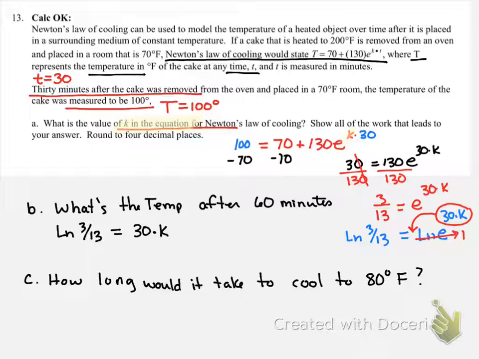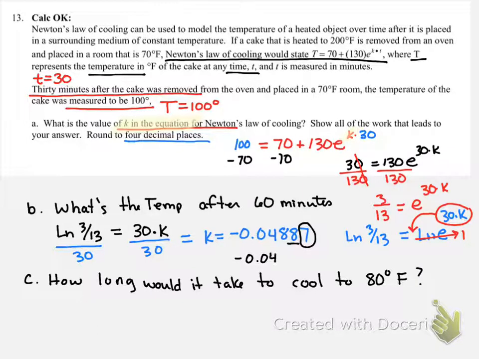I could turn this into a decimal if I wanted, but I'm just going to leave it because I know that I'm going to divide by 30. And now I'll find this value of k to several decimal places. So I wrote 5 decimal places down because they asked me to round to 4. So 1, 2, 3, here's the 4th decimal place. This 7 is 5 or above, so that means I'm going to write negative 0.0489. That 8 gets rounded up. So that's the answer to the first question. k equals negative 0.0489.